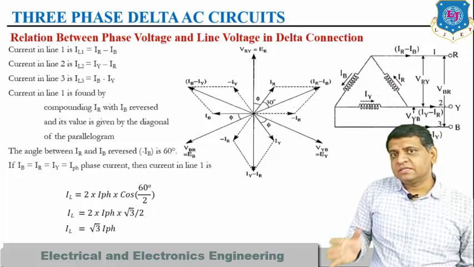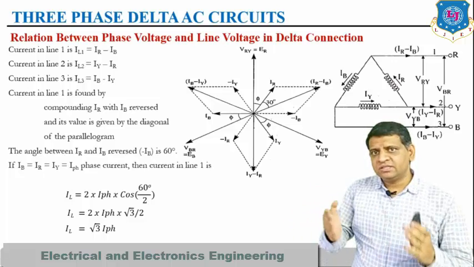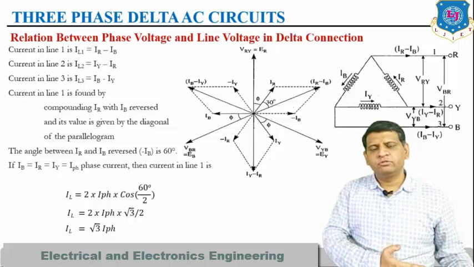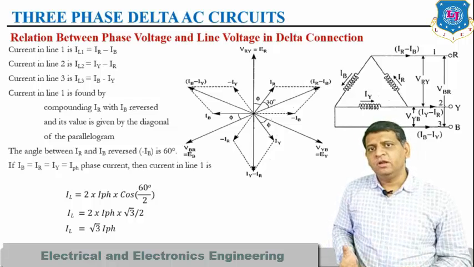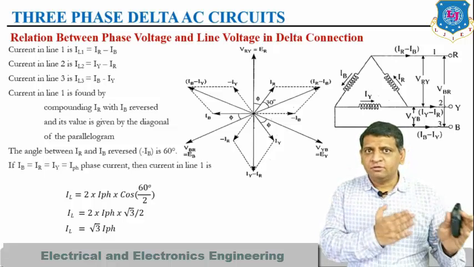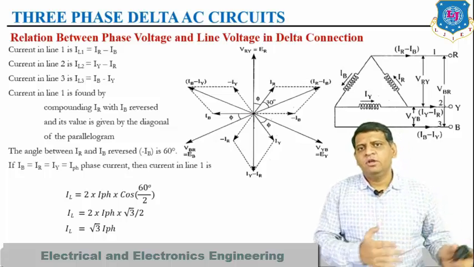So here I can say that for a 3 phase delta network, the line voltage is the same as the phase voltage, and the line current is root 3 times the phase current. Again I am going to repeat, for a 3 phase delta network, the line voltage is the same as the phase voltage, and the line current is nothing but root 3 times the phase current.